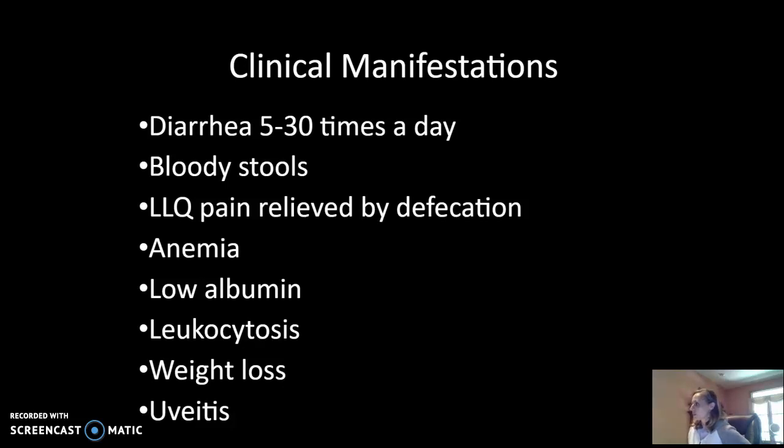Weight loss, sometimes the weight loss is pretty extreme. And uveitis, so that's an inflammation of the middle layer of the eye. You might see red eyes.